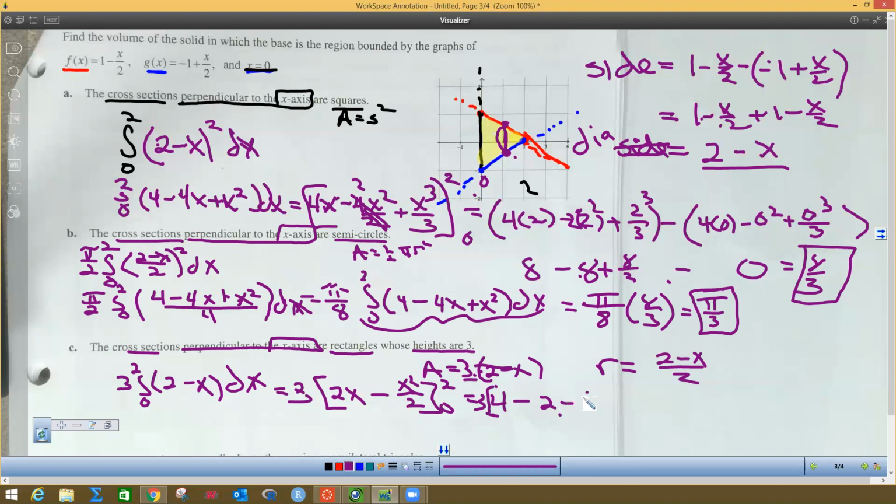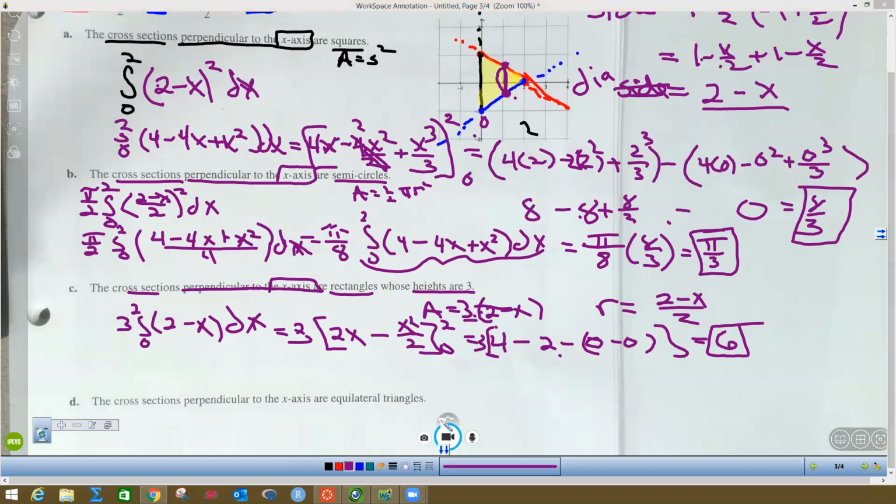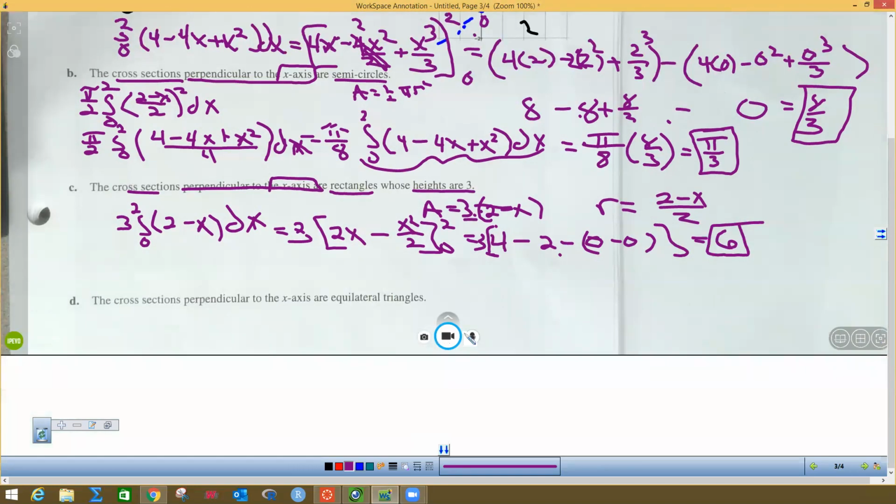and actually, take that off and put minus, and this part's going to go in parentheses because I got to distribute that 3 to everything. And 2 times 0 is 0, and 0 divided by 2 is 0. So this whole thing is going to be 4 minus 2 minus 0. So that's 2 times 3. This area is, or volume, not area, it is 6. So that is the third one. I'm going to keep going here, get this done, and then we'll see what's happening.